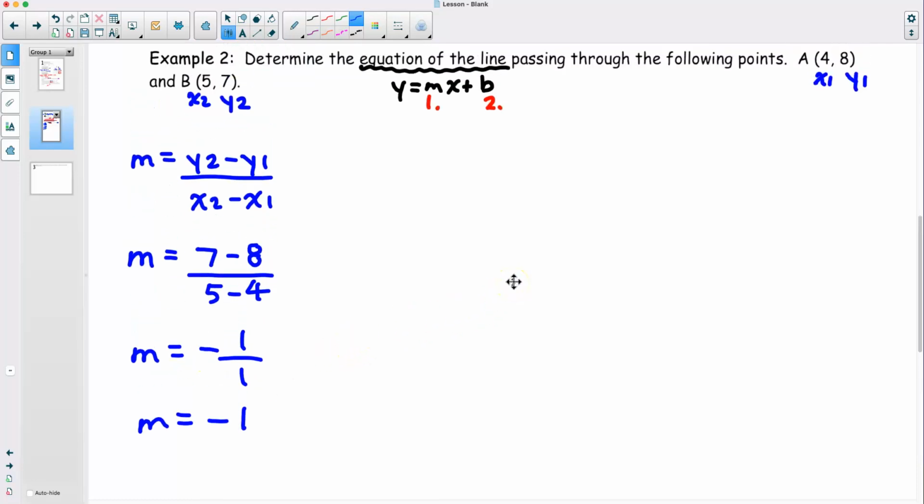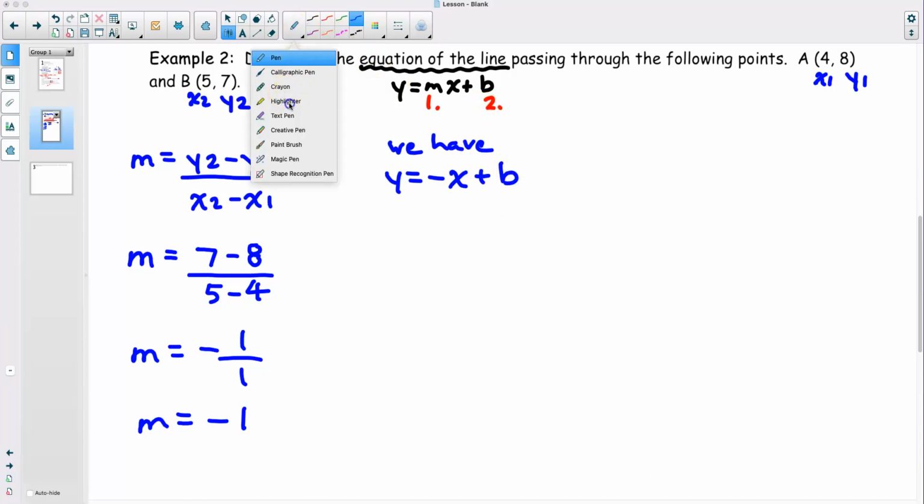Okay, so what we currently have with this slope right here is this equation. So we have now y equals minus 1x plus b. We don't need to write this as minus 1 because that can be treated as invisible. So we're simply going to write y equals minus x plus b. So you can see here that the only thing that we're missing is this b value.